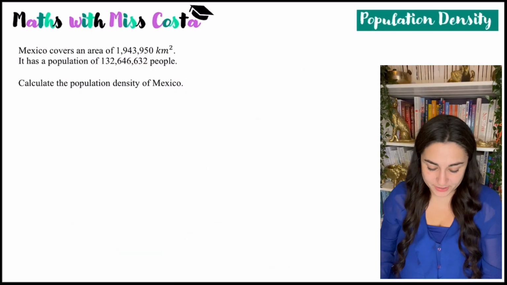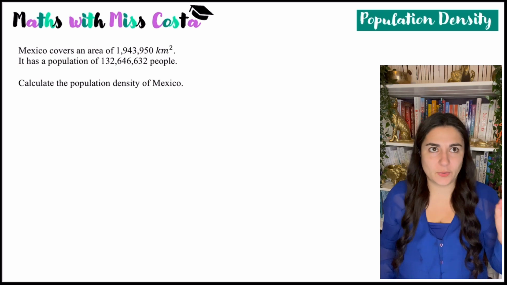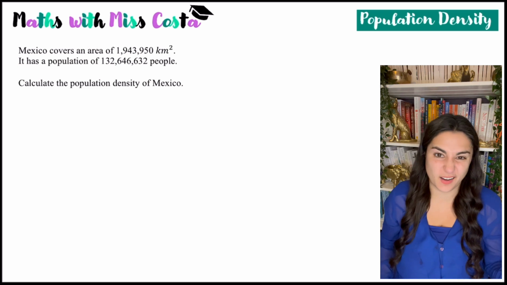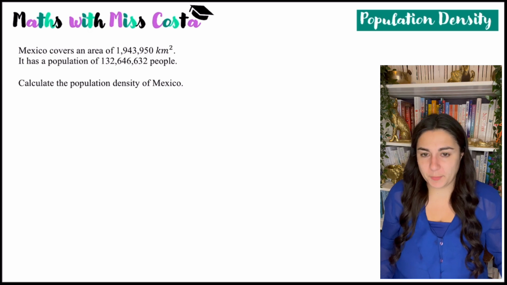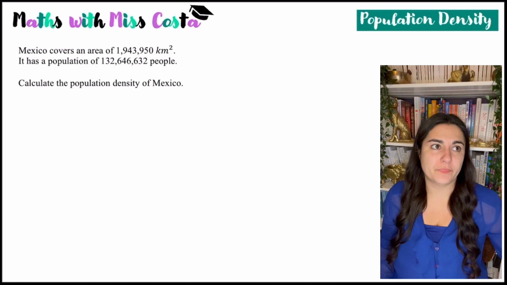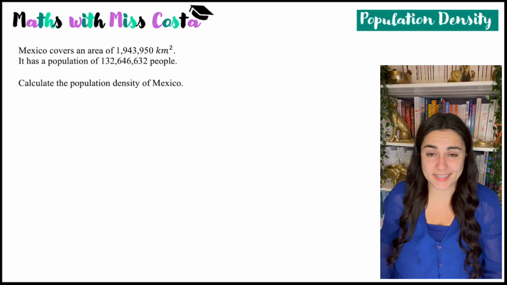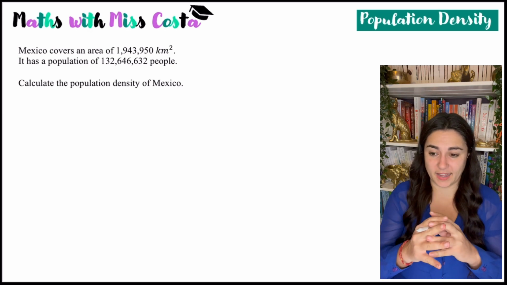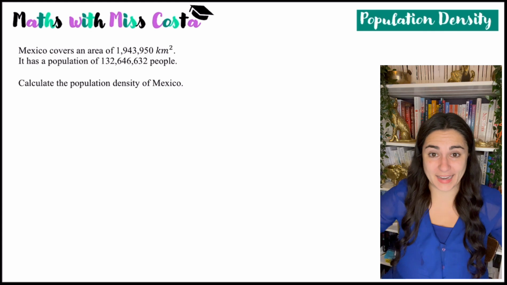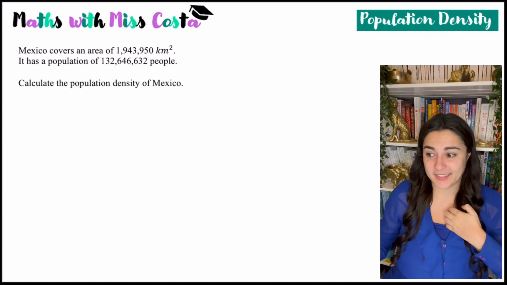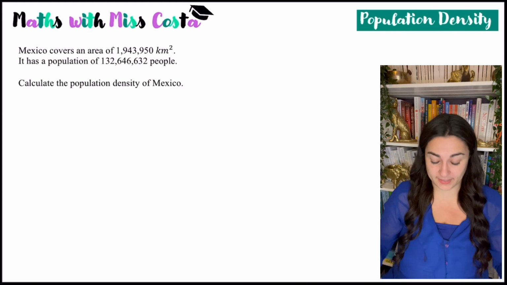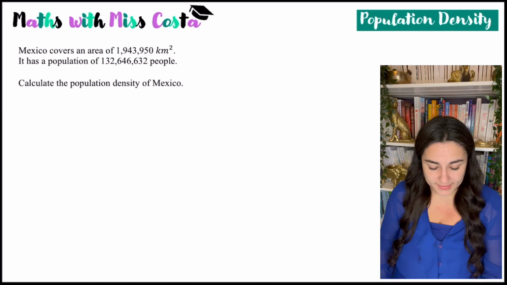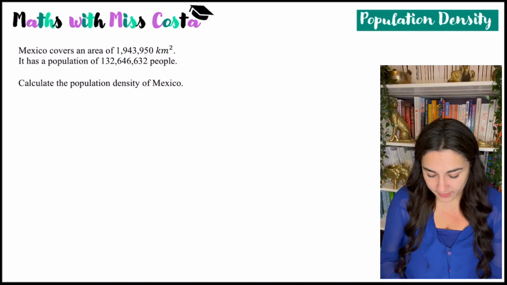Okay, so here I've got a population density question. So the population density, essentially all it means is how squished people are in a population per kilometre squared. So somewhere like Iceland, it's going to have a low population density because there's not very many people for the amount of land that there is. Somewhere like England is going to have a much higher population density because there's a lot of people on this small island.